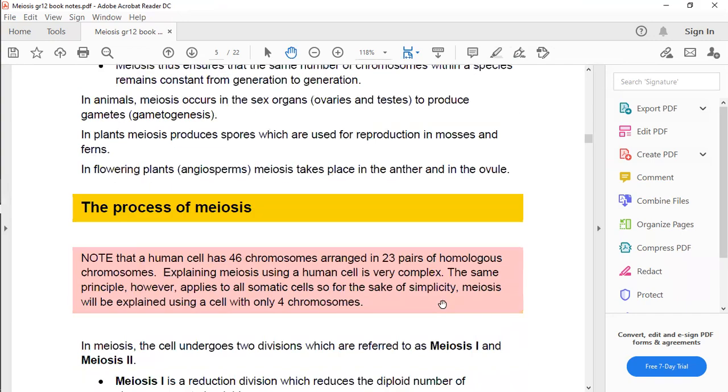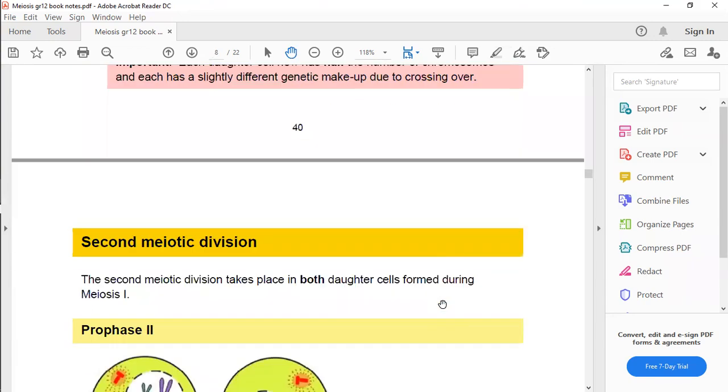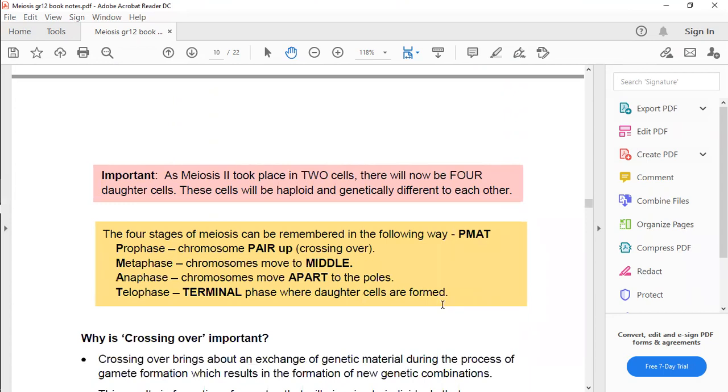Okay, so I think what you need to do, and there are many diagrams that I'm going to show you here, but I don't want to take too many steps at a time and confuse you guys. I'd rather spend two or three lessons on meiosis and let it sink in and let you do the practice questions, because when you do the questions, that is when you are going to get more insight into the work.